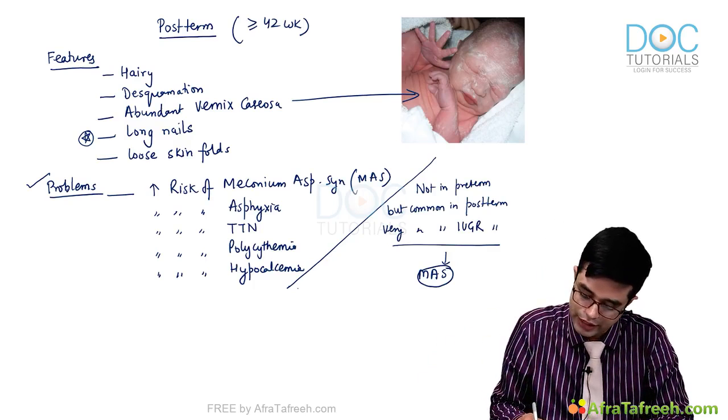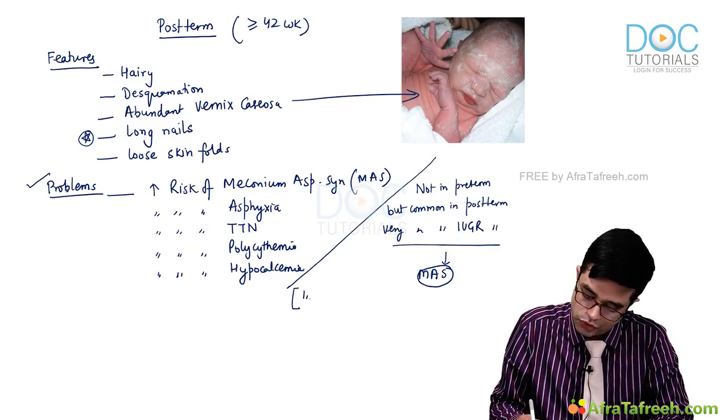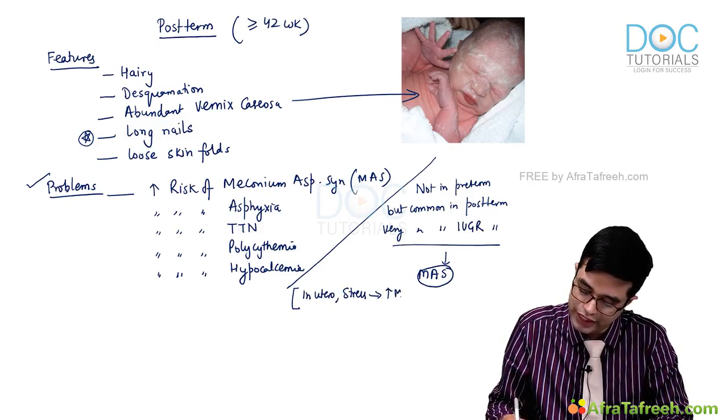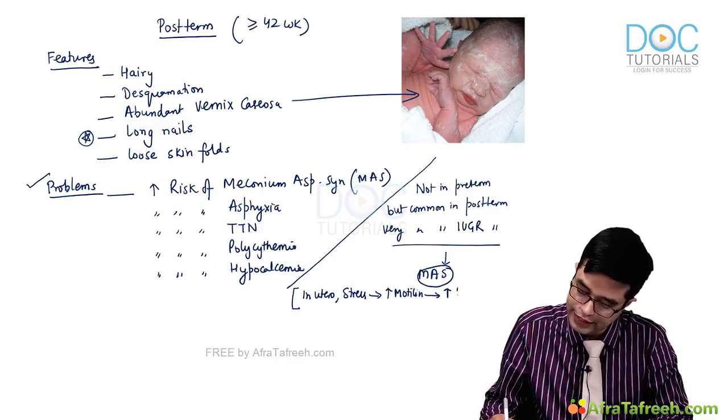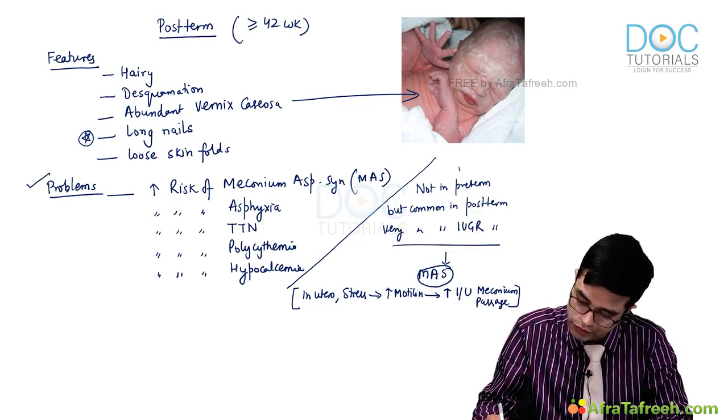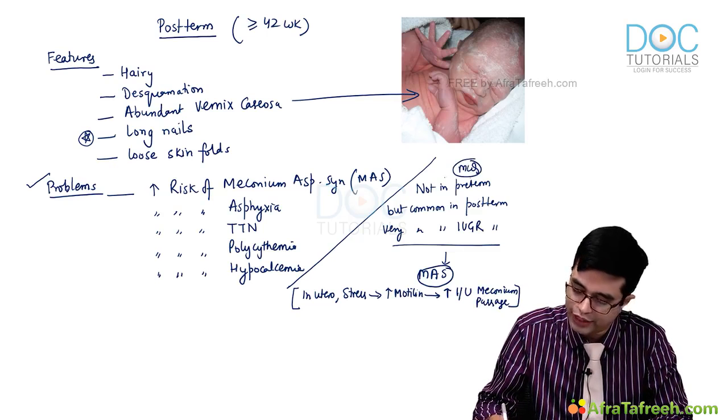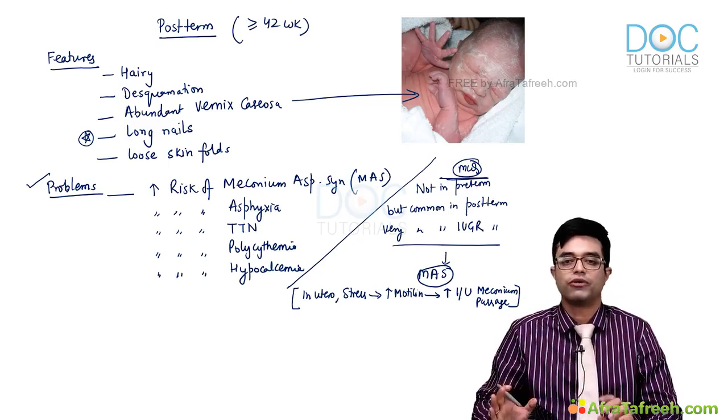So in brackets you can write, because in utero, any stress to the baby can increase the levels of motilin, which will increase intrauterine meconium passage, which can be aspirated by the baby. An MCQ on this has been asked, so it is an MCQ point. I have just given you the explanation for it.